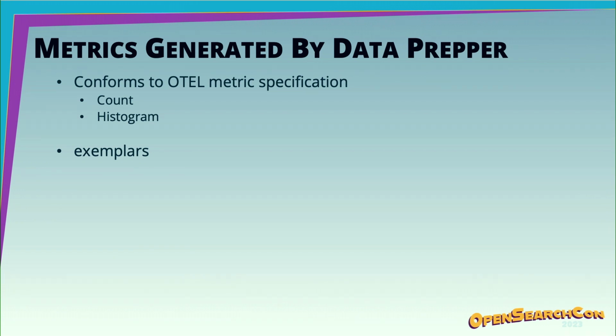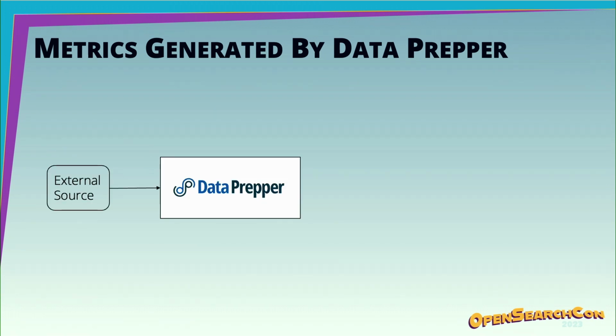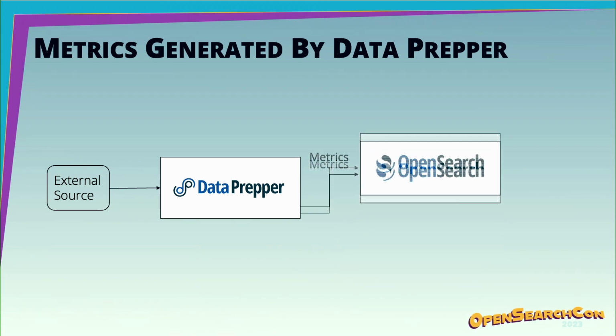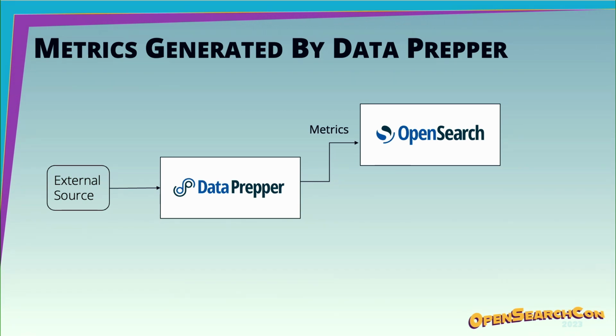Data Prepper generates metrics that conform to the OpenTelemetry specification, and it can generate either count or histogram metrics. In the case of histogram metrics, it includes minimum, maximum value, sum, and count, and also individual buckets that the customer can configure, and bucket counts will be included. In both these cases, exemplars are also included. This shows how, when you configure Data Prepper for using metrics, you can send metrics to OpenSearch, and you can send all the events to a low-cost sink like S3.